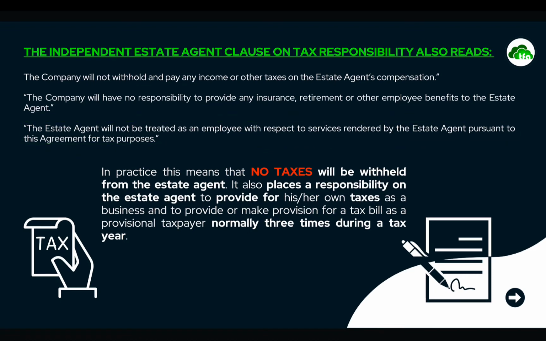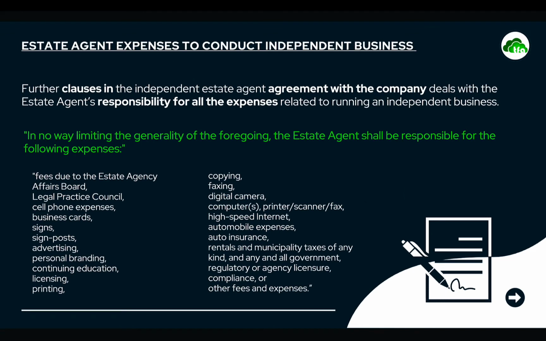In practice, this means that no taxes will be withheld from the estate agent. It also places a responsibility on the estate agent to provide for his or her own taxes as a business and to make provision for a tax bill as a provisional taxpayer, normally 3 times during a tax year. Further clauses in the independent estate agent's agreement with the company deal with the estate agent's responsibility for all the expenses related to running an independent business.